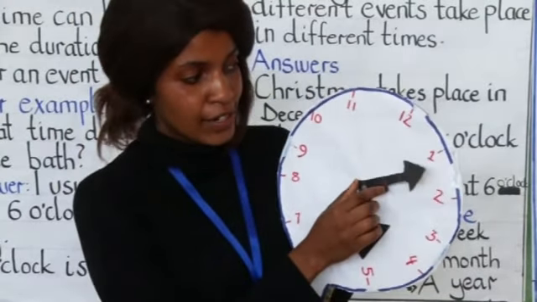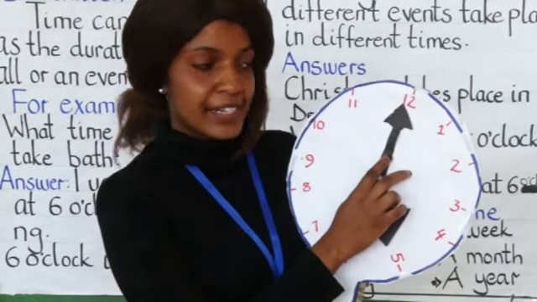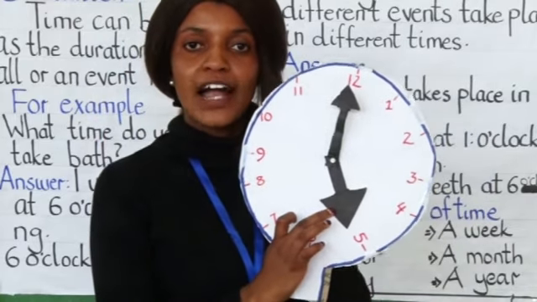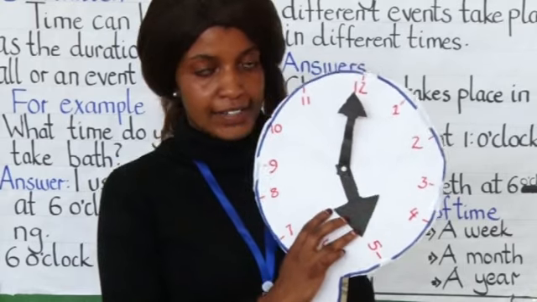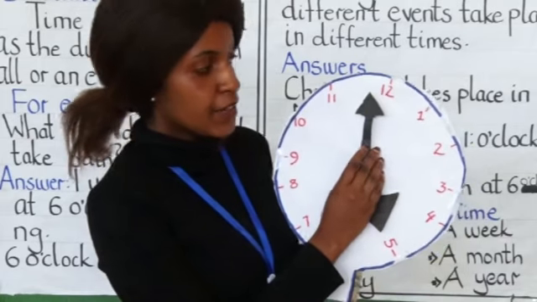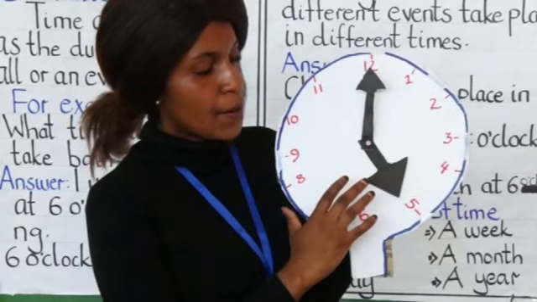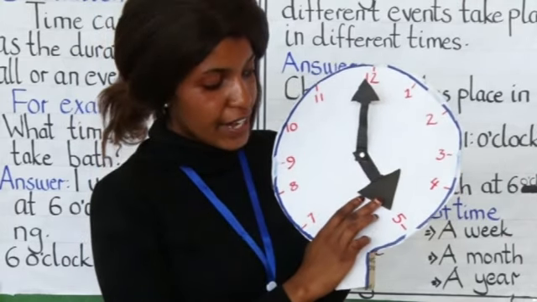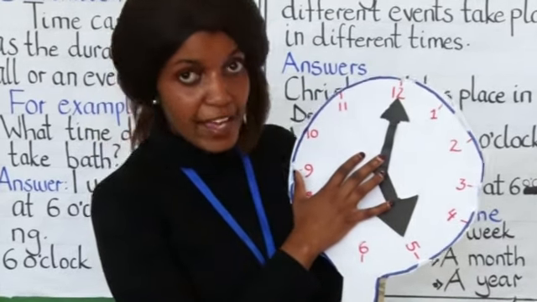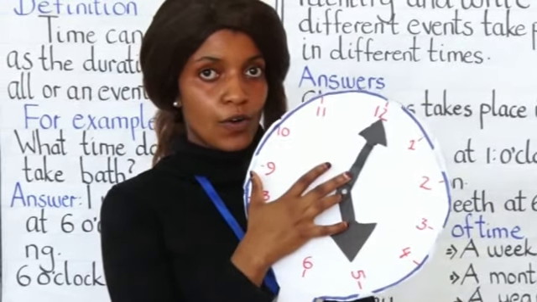The long one is used to show minutes, while the short one is used to show hours when you are reading a time. So, let us see. If this long arrow is at 12, while this one is at 5, we are going to read it as 5 o'clock.